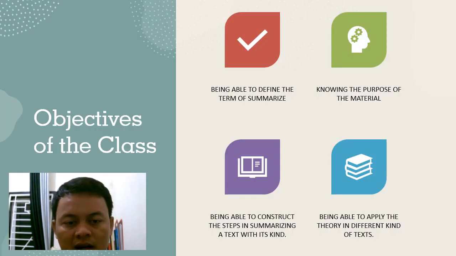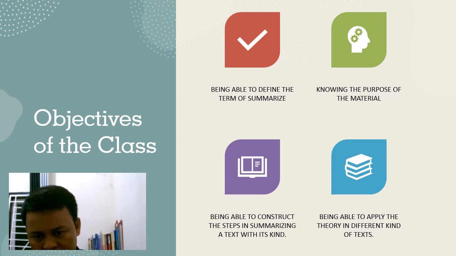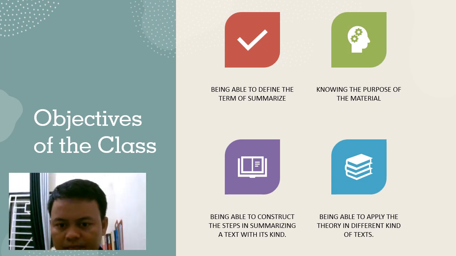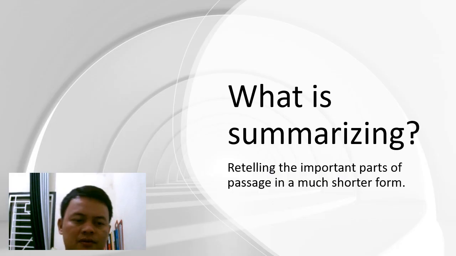Well, the objective of the class for today is being able to define the terms of summarizing, knowing the purpose of the material, being able to construct the steps in summarizing a text with its kinds, and also being able to apply the theory to different kinds of text. Right? Okay, let's move on to the first one.